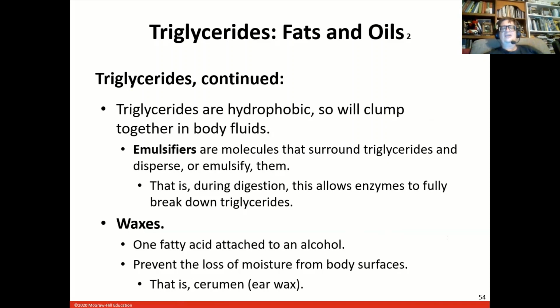And it's not saying it here, but I'll tell you, the main emulsifier in our digestive system that I'm aware of anyway is bile. So the liver makes bile and it's stored in the gallbladder.